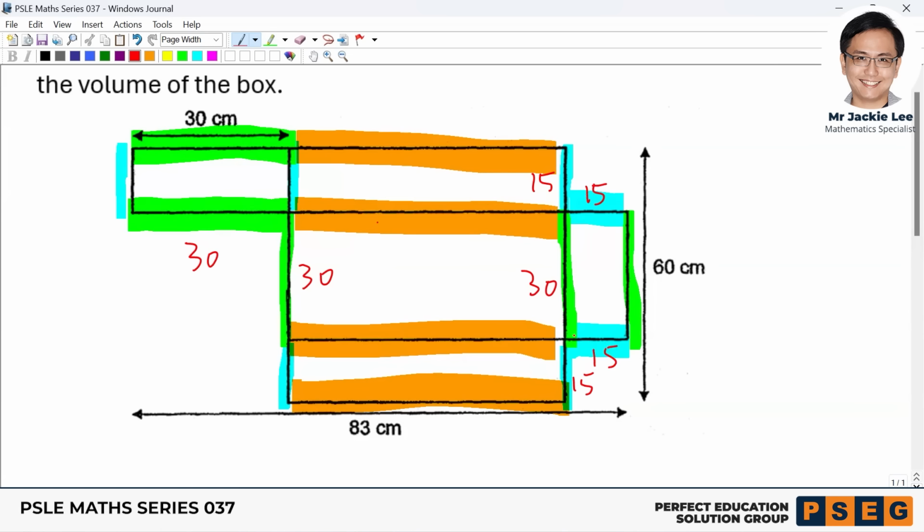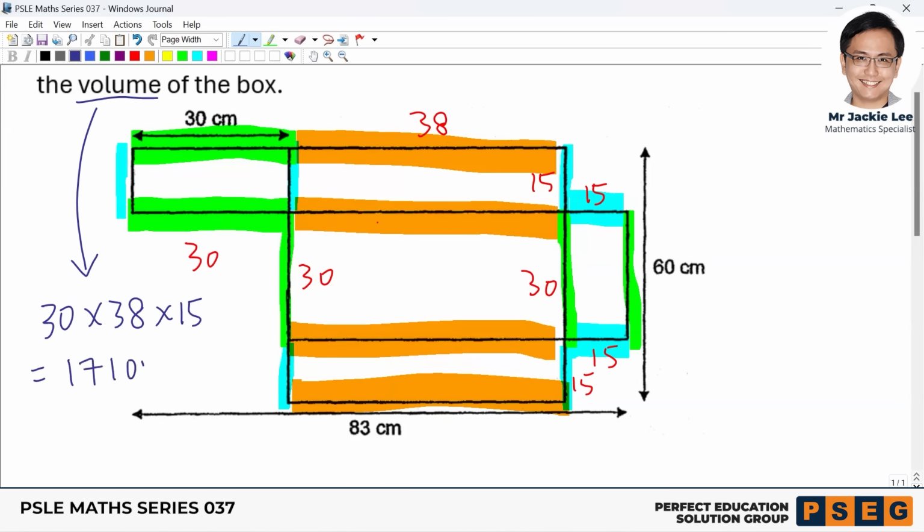Okay, then the orange one ultimately will be 83 minus 30 and minus 15. So 83 minus 30 minus 15 will actually give us 38. This is actually 38. Okay, double check one more time, make sure everything is okay. Then the volume itself is simply computed by 30 times 38 times 15. Then the value is 17,100, units in cm cube.